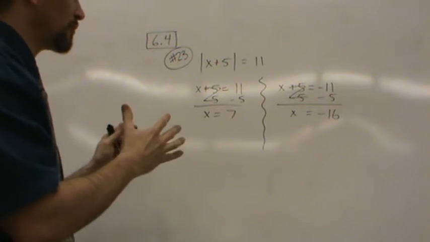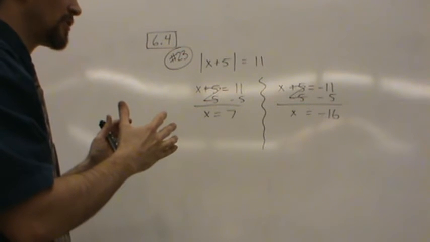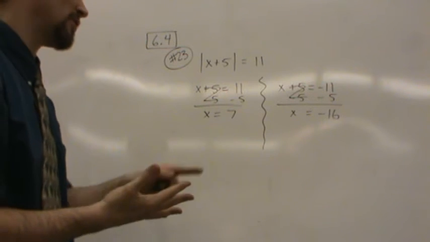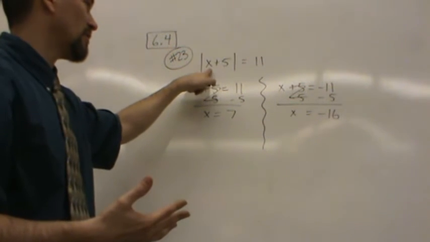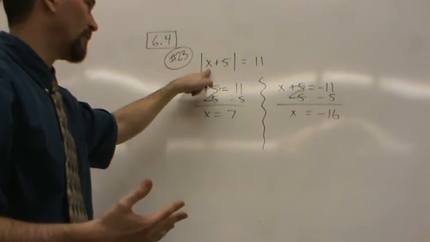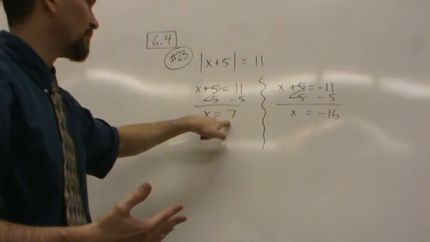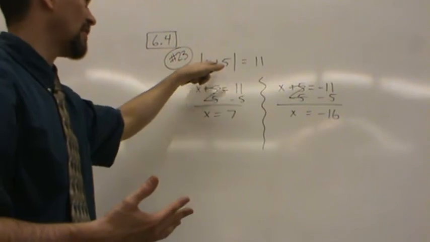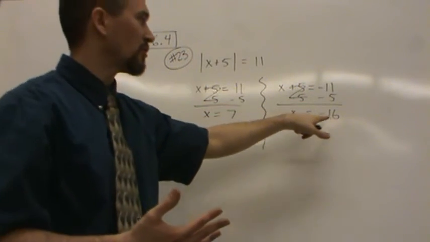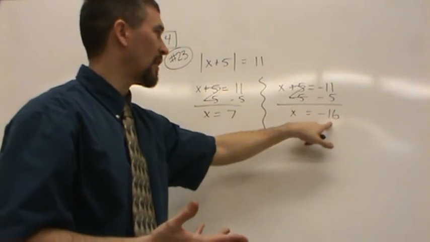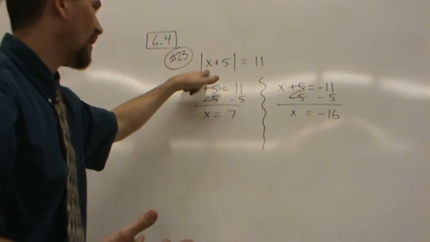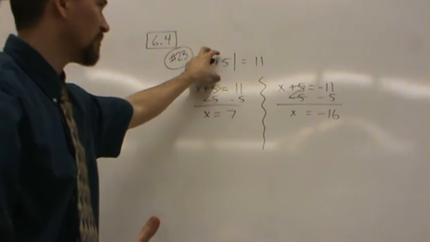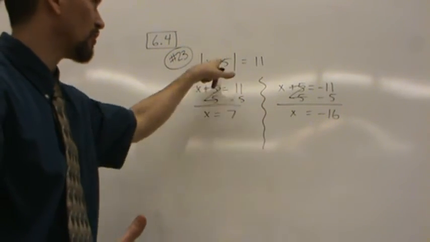The absolute value creates the situation where there's two possible answers, because we don't know if this is going to be a negative number or a positive number. If it's a positive number, then it could be the 7, and if you put that back in, 7 plus 5, yes, that is 11. But you could also have a negative possibility. Negative 16 could be in there, and negative 16 plus 5 is negative 11, and the absolute value would convert it to a positive, so that would also be true.